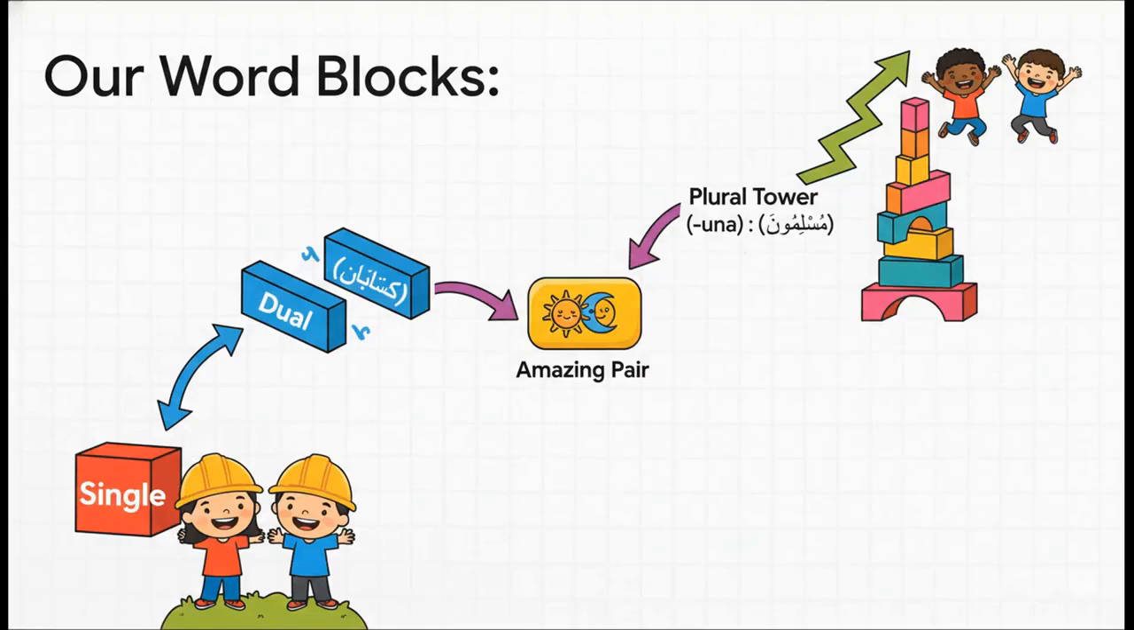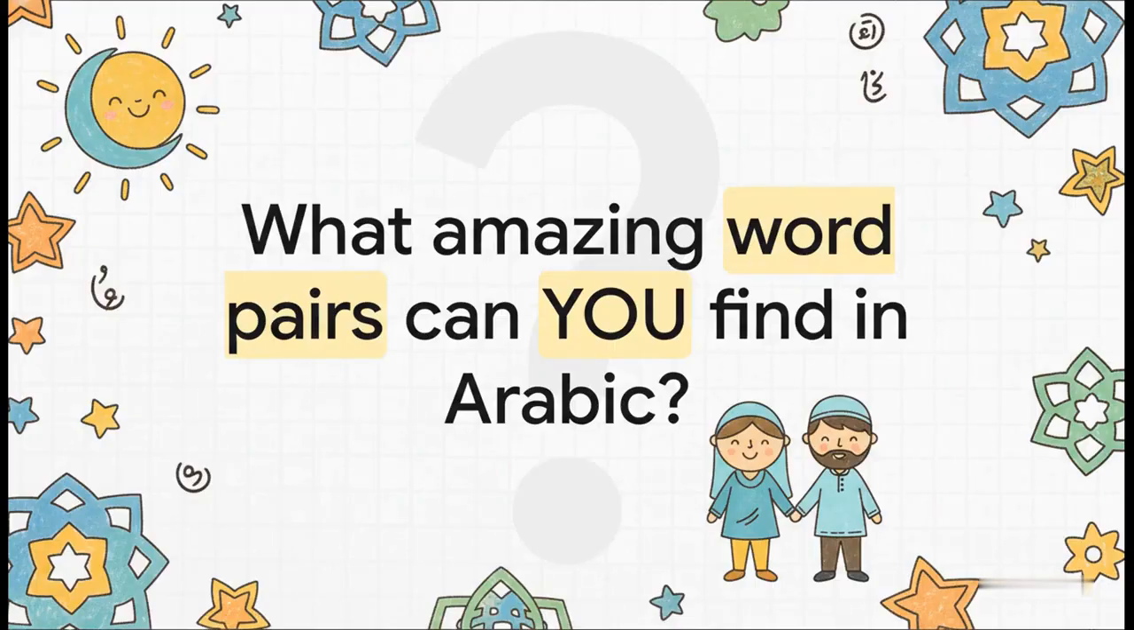Wow, just look at everything we built today. We started with just a single block. Then we learned the dual block, Aani, to make a perfect pair. Then we found that super special amazing pair block for two totally different things. And finally, we learned how to build huge word towers with the plural block una. You are all officially Arabic word architects. Amazing job! We've found some really incredible pairs today. The sun and the moon, a mother and a father.